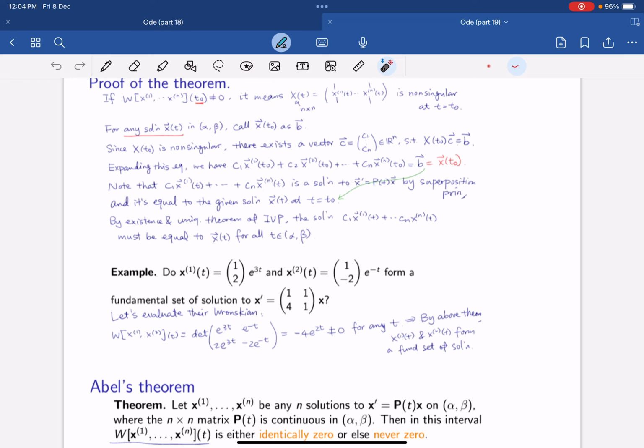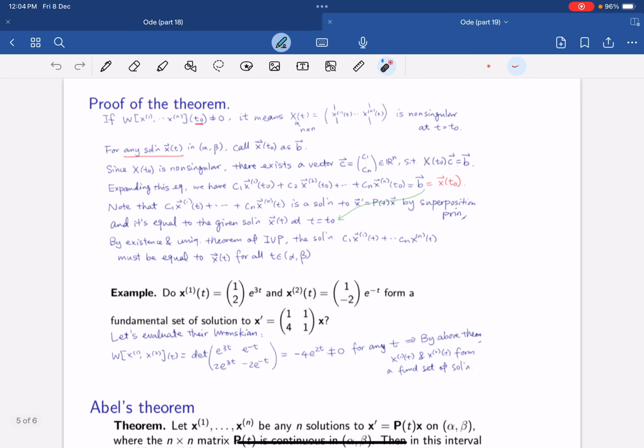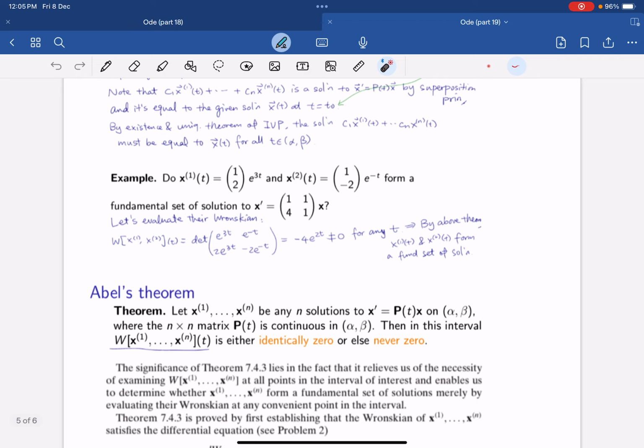The proof is again similar, and we'll show it to show the similarities. We take this to be the non-singular case, so there exists a vector such that this holds. With that we can expand this to get a linear combination equal to b, which equals x(t0). By the existence of the unique solution, this linear combination must be the only solution and hence must equal x(t) for all t.